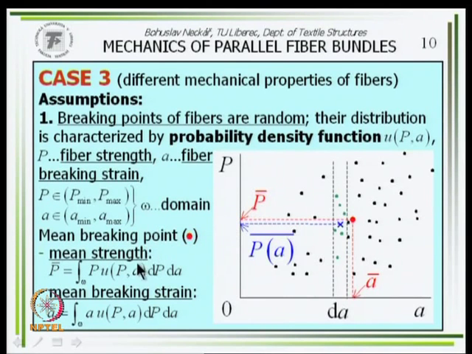Well, I think this introduction to our third case in this lecture is finished. In the following lecture, we will continue with the derivation and solving of this problem. Well, thank you for your attention.